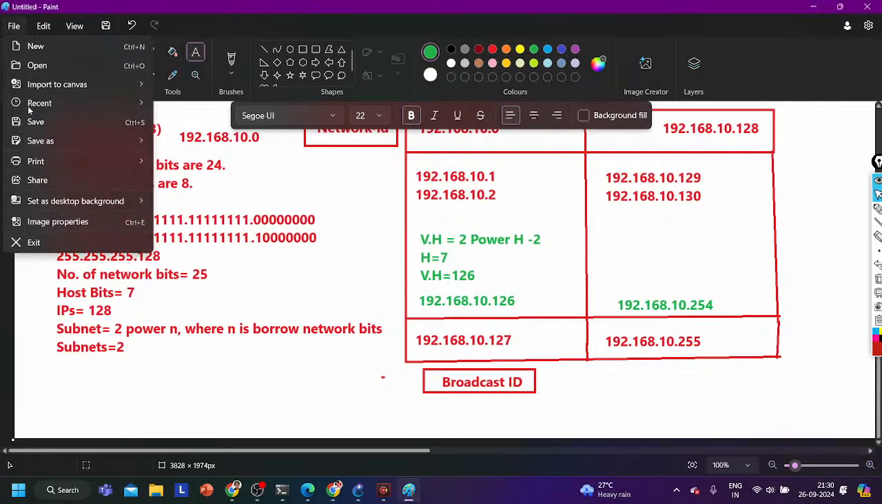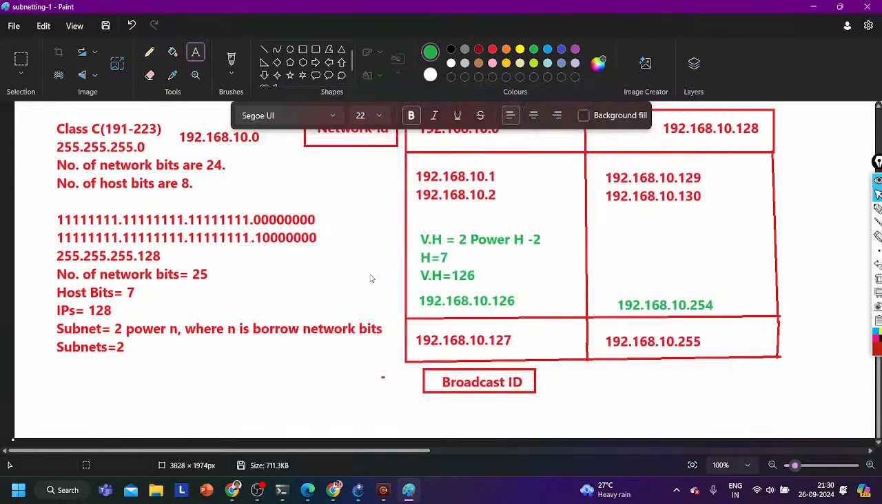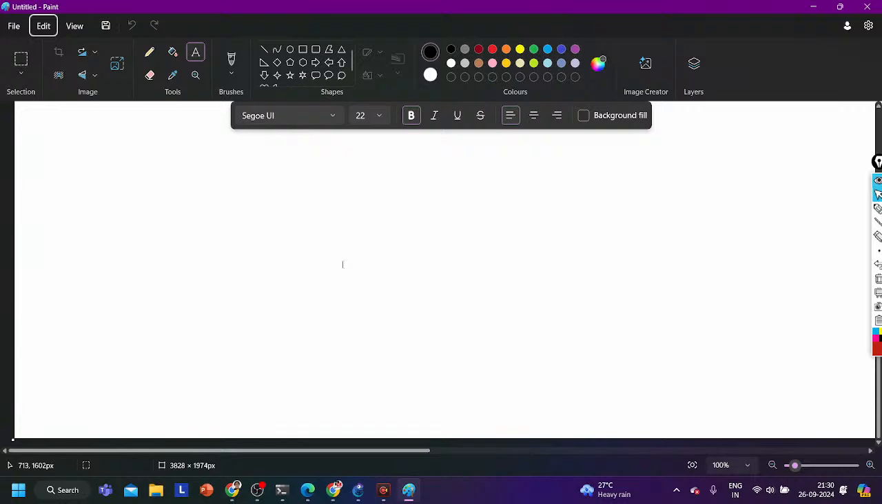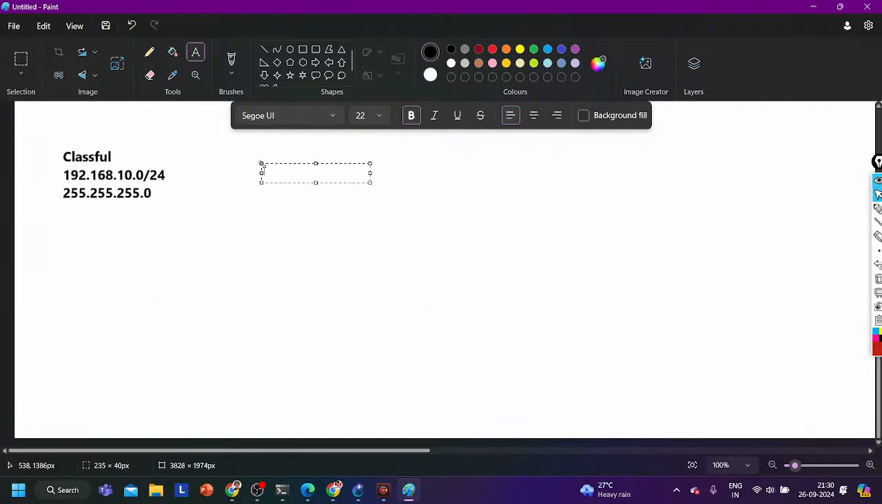Let me save this file here for you guys. I'm saying subnetting 1. I will share it after the class. Now again my main subnet is 192.168.10.0/24. Subnet mask 255.255.255.0. This is the classful default.